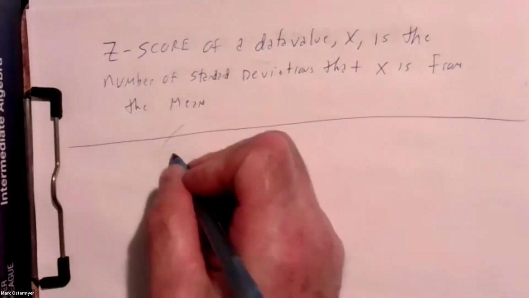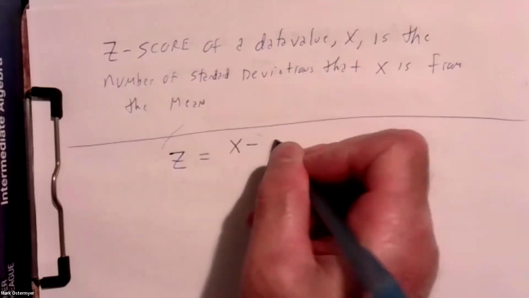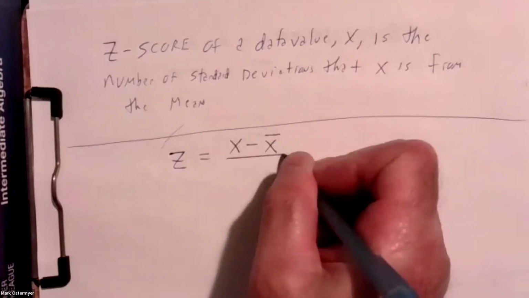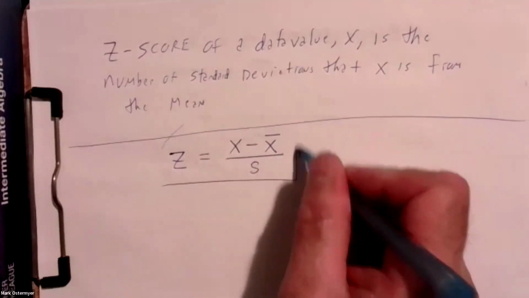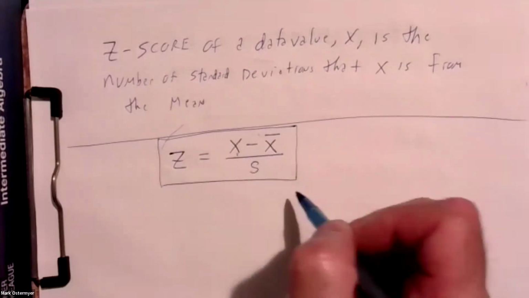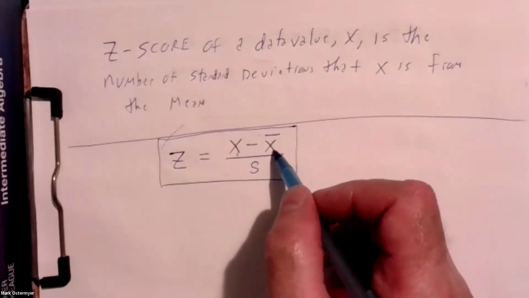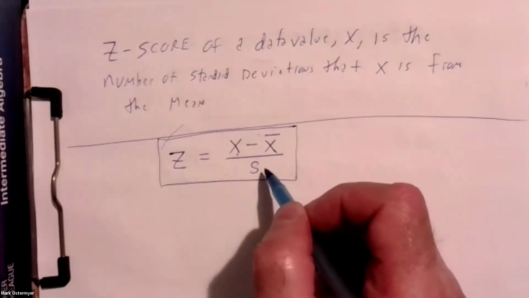Now, to find a z-score of a data value x is pretty simple. You take the data value x, subtract off the mean of the data set, and then you divide it by the standard deviation. So this is called the z-score formula. It computes the z-score for any data value x, provided that you know the mean of the distribution and you know the standard deviation from whence x was chosen.